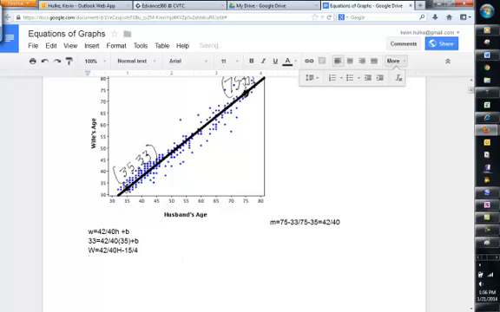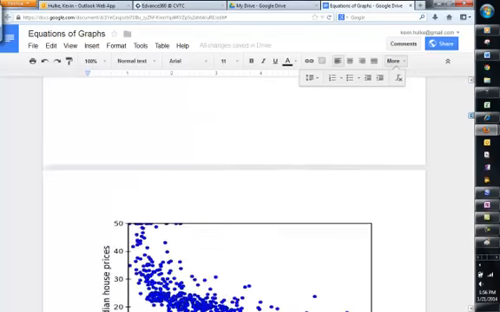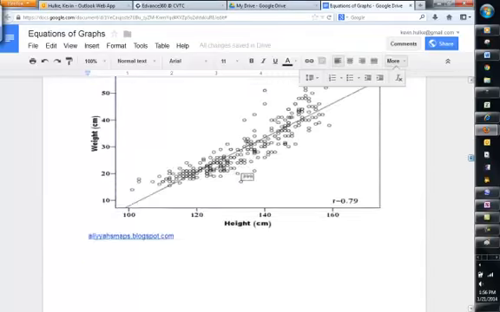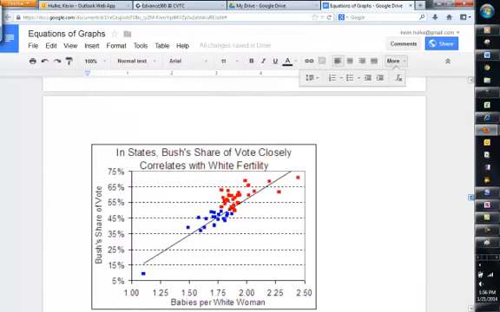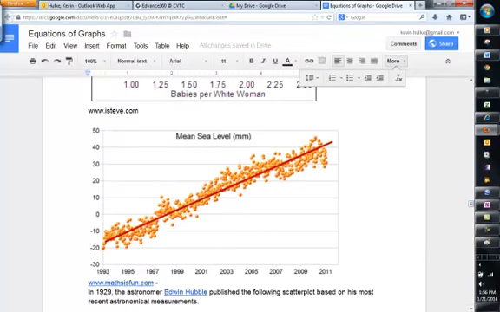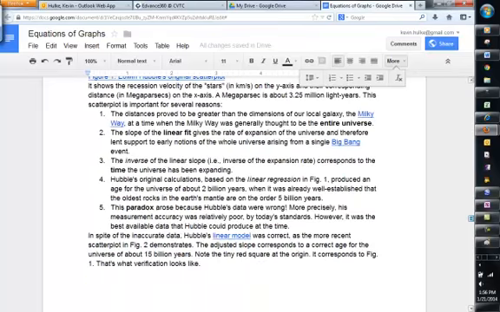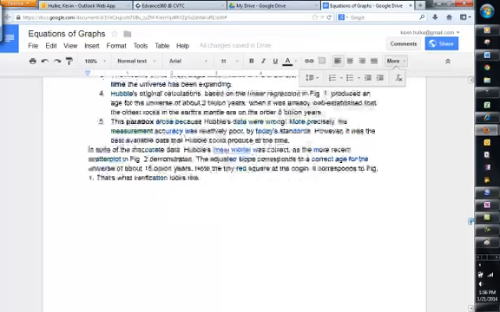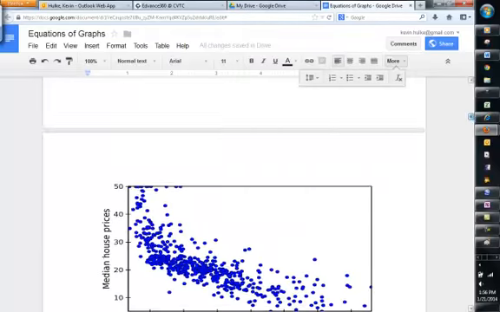Okay, so what I want you to do is to choose one of these diagrams, because there's a whole bunch of them here. Choose one of them that somebody else hasn't already done. Some of them already have the lines on them, so that'll be easier for you. And then go through and just do the math on it.